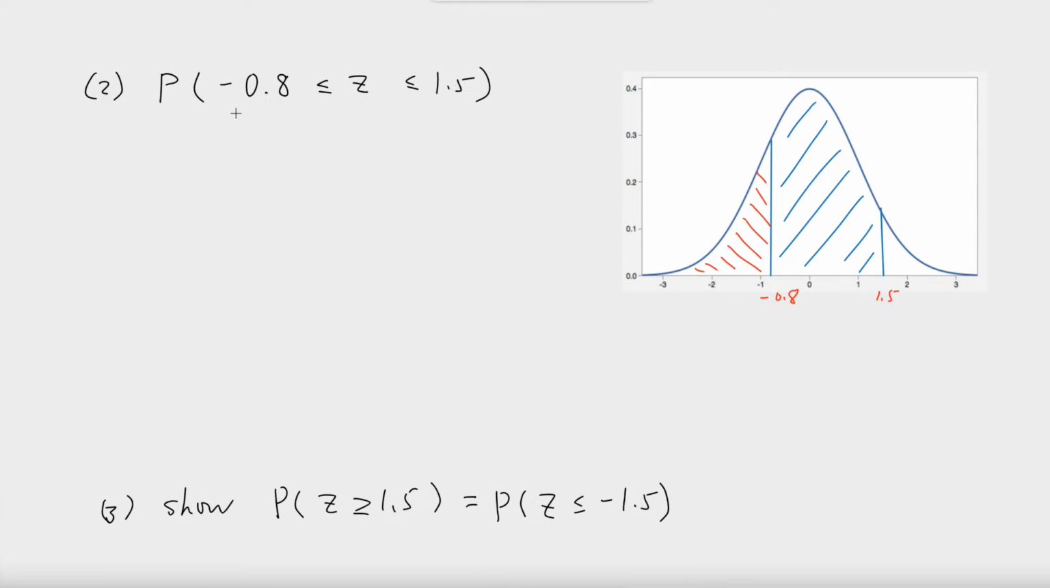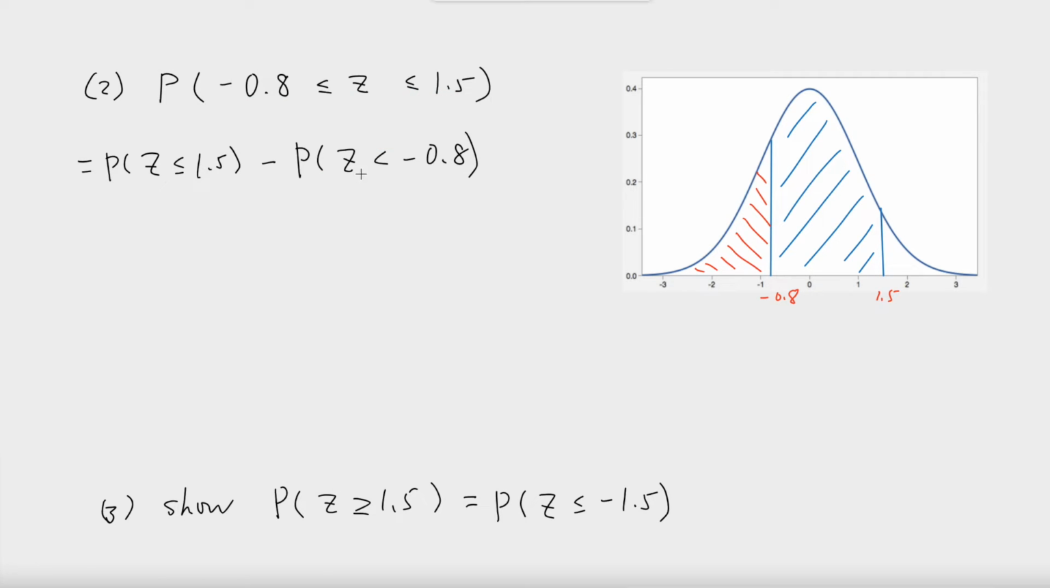We want to calculate the probability Z is between negative 0.8 and 1.5. This is equal to the probability Z is less than or equal to 1.5, subtract the probability Z is less than negative 0.8. Because we are trying to calculate the probability between these two numbers, we first calculate the probability Z is all the way up to 1.5. Then we subtract the probability Z is all the way up to negative 0.8. What we are left with is the probability of Z being between these two numbers.